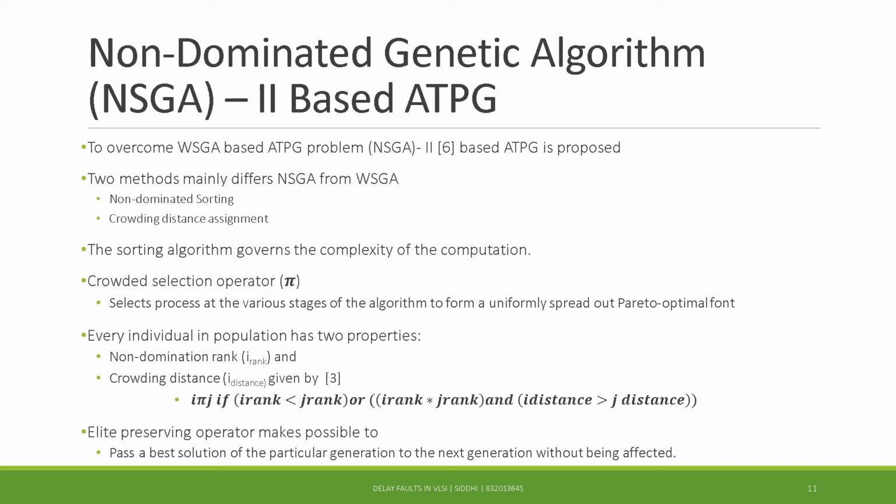Every individual in the population has two properties. First, non-dominant rank given by i rank, and crowding distance, which is i distance. i is preferred over j if i rank is less than j rank, or i rank is equal to j rank and i distance is greater than j distance. Further, NSGA uses an elite preserving operator which makes it possible to pass the best solution of the particular generation to the next generation without being affected. As in genetic algorithm, there is a probability for the best solution being affected.